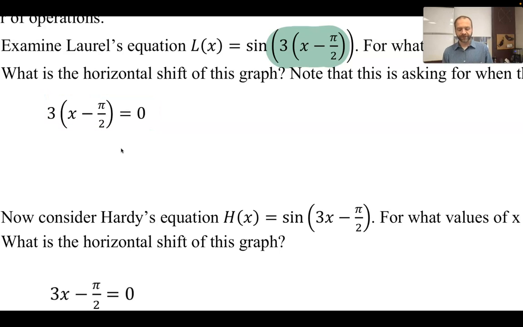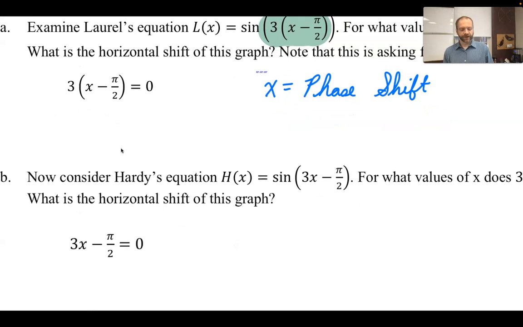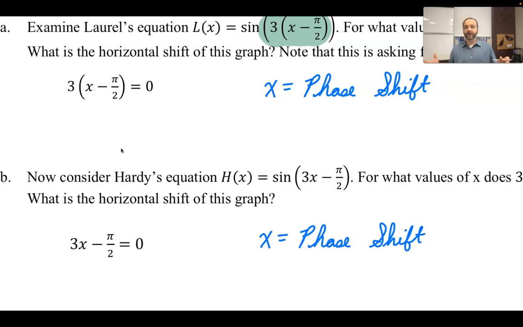But so we're trying to figure out, and if we do that, x would equal our phase shift. And that's what we're trying to figure out in this problem: what's the phase shift for Laurel's equation? And it's really the same situation for part B, but we're going to look at it with Hardy's equation. We're going to solve for x, which will be our phase shift. We're going to fill this in.